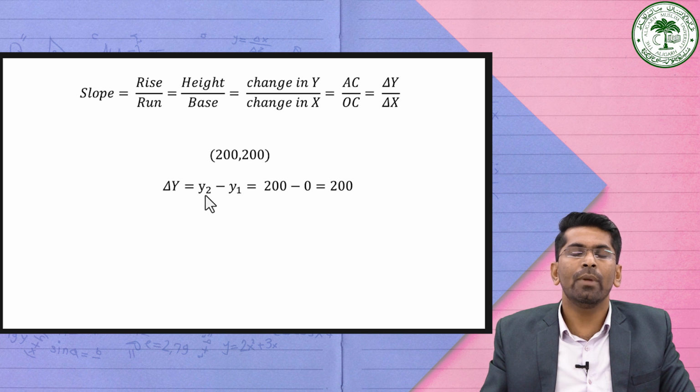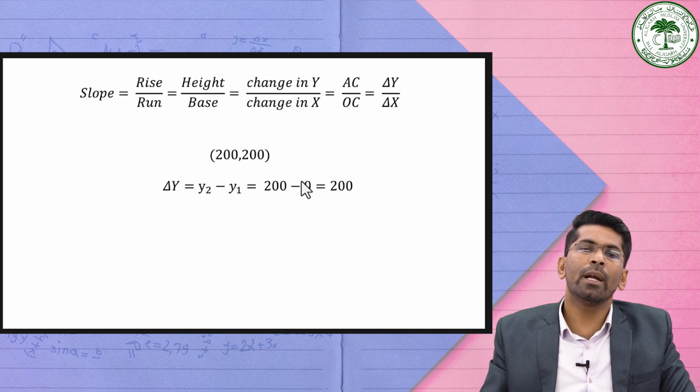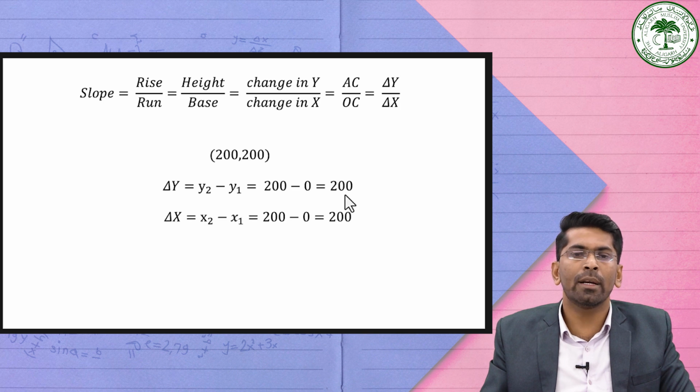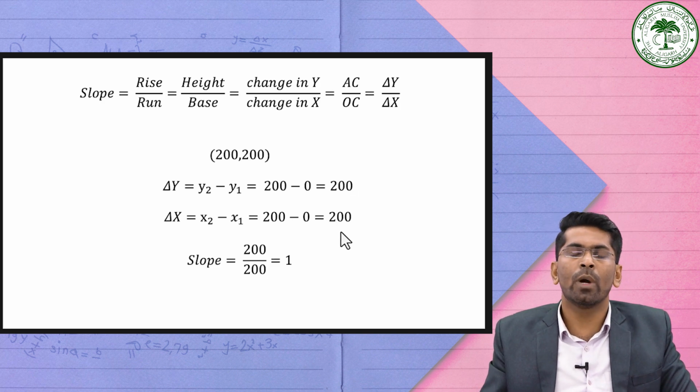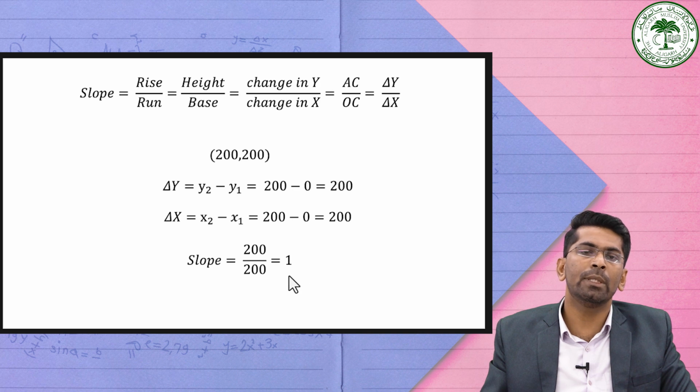It is Y2 here, we are assuming it is income level 200 with the origin. So it is 0 we are putting. So 200 minus 0, which is equal to 200. Then delta Y, it is again consumption is 200, but the ray is starting from the origin. So we are putting it is here 0. So delta Y is equal to 200 and delta X is equal to 200. So 200 divided by 200, we will get the slope, which is equal to 1.